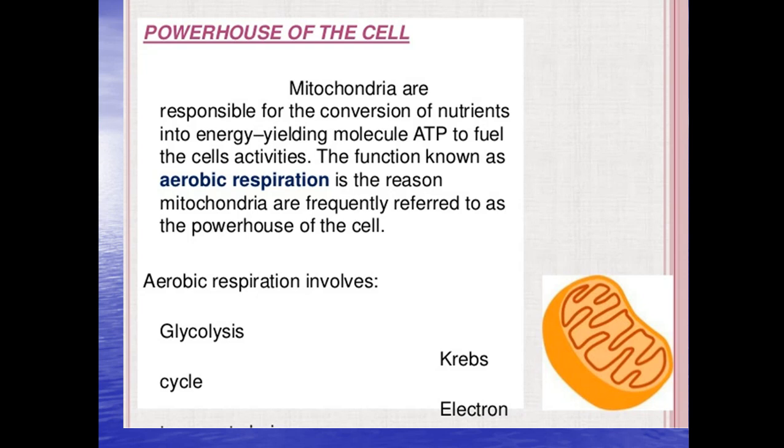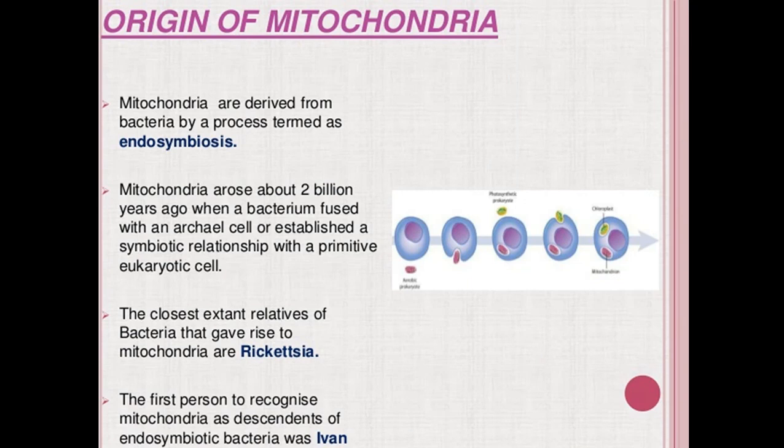Aerobic respiration involves three important steps: glycolysis, the Krebs cycle, and ETS, the electron transport system. With the help of these three biochemical reactions, the mitochondria is able to produce the energy. Now, from where are these mitochondria derived?